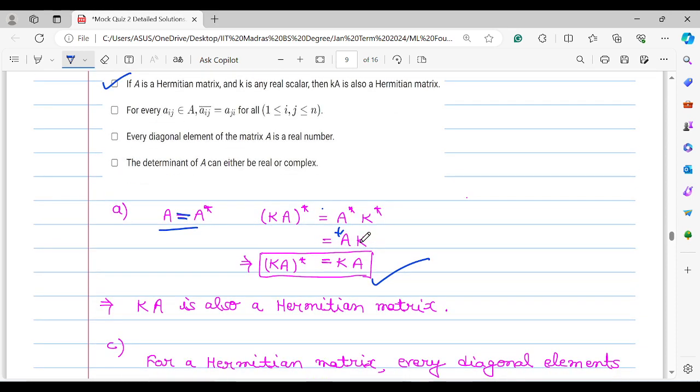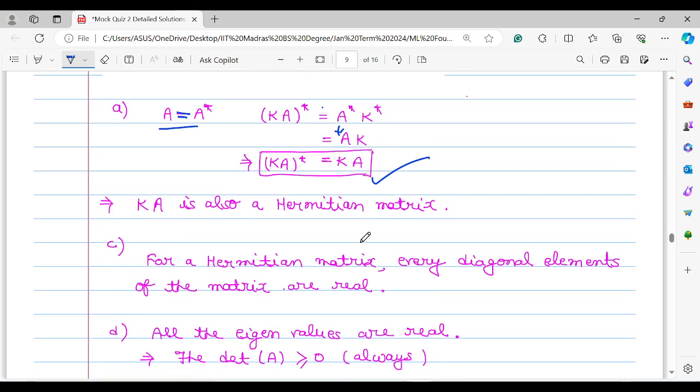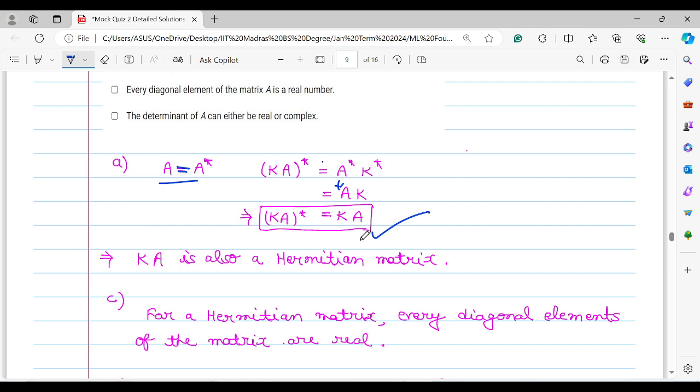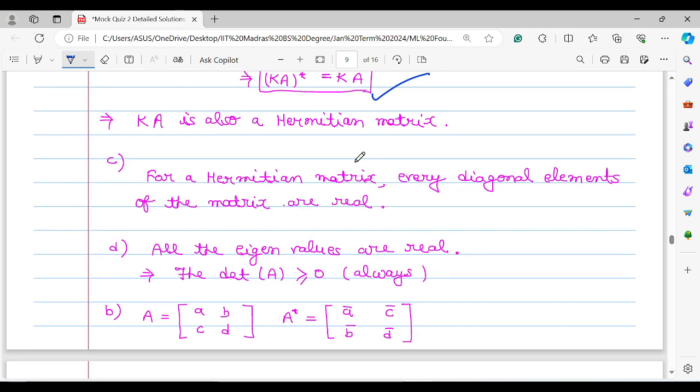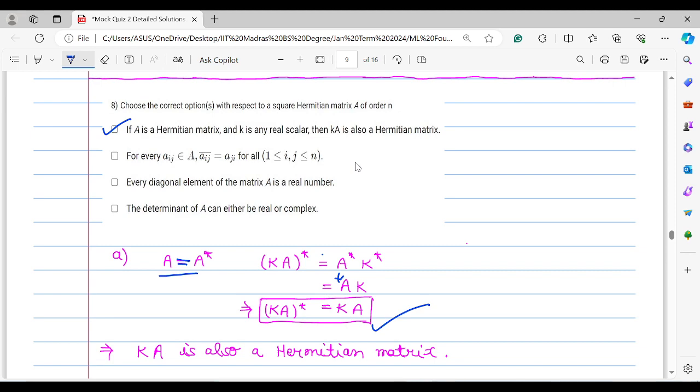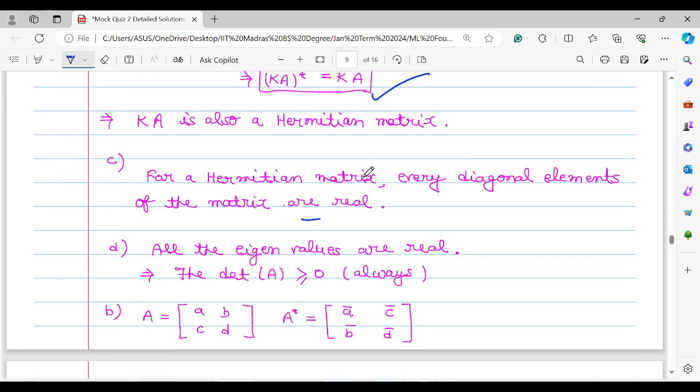Now we are checking option C. Option B we will see later. First we will check option C. Every diagonal element of matrix A is a real number. For a Hermitian matrix, we know every diagonal element of the matrix is real. So this is also correct. Hermitian matrix diagonal elements are real.